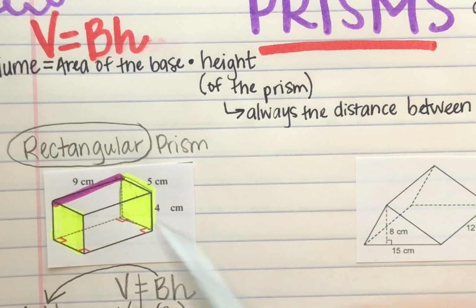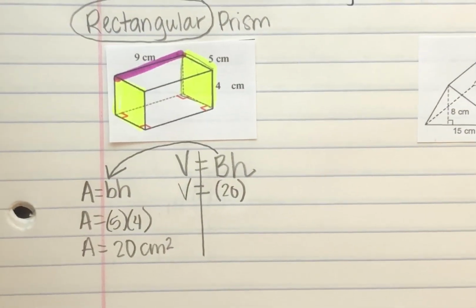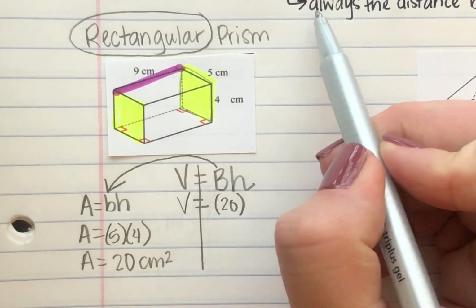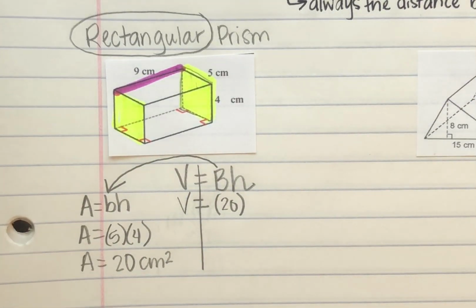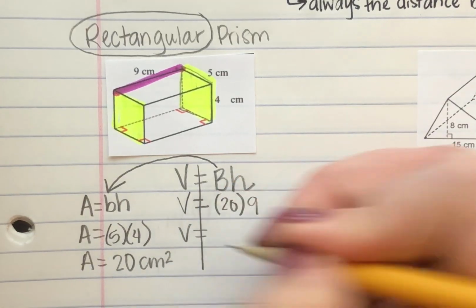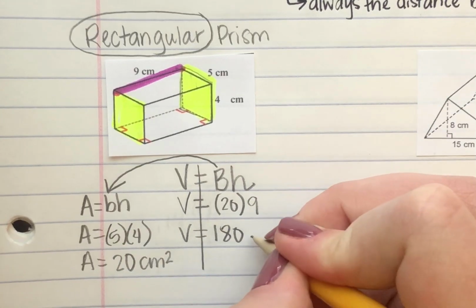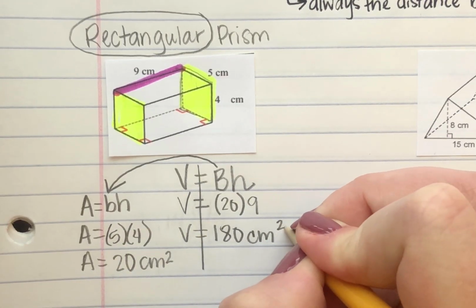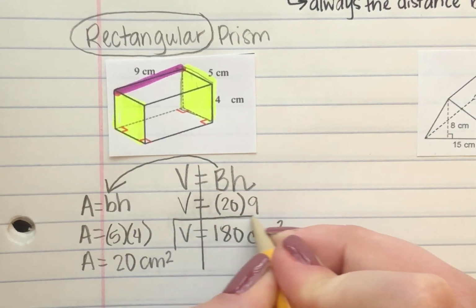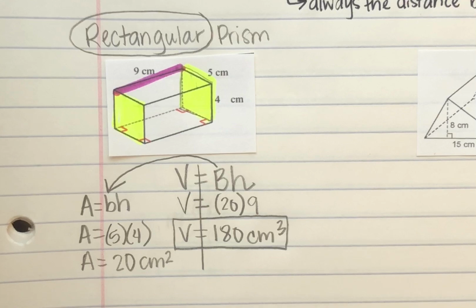It is not always going to be sideways. It's not always going to be up and down. You can't really tell. That's not exactly a rule that I would tell you to follow, but I would tell you to follow the rule that it's always the distance between the two bases. So if we're doing that, that means that the height of the prism is 9. So the only thing that we would have to do now is do 20 times 9, and we know that's 180. And this, because it is volume, is going to be centimeters cubed. So area is going to be squared, volume is going to be cubed. Okay, so let's go ahead to our next example.